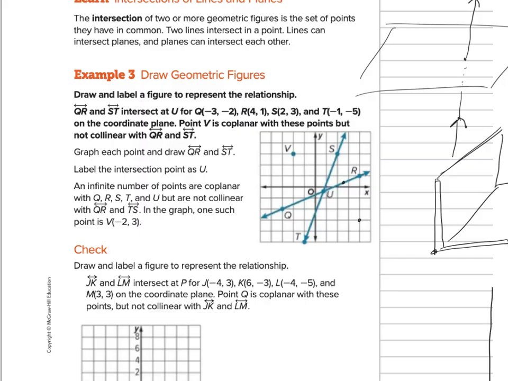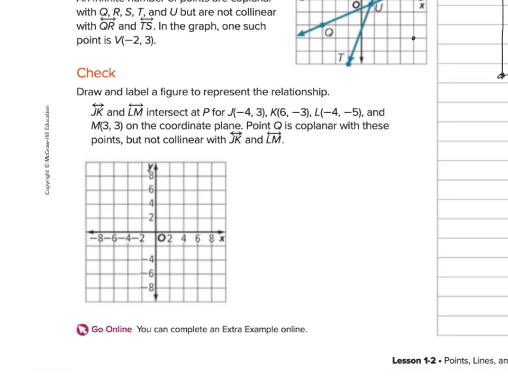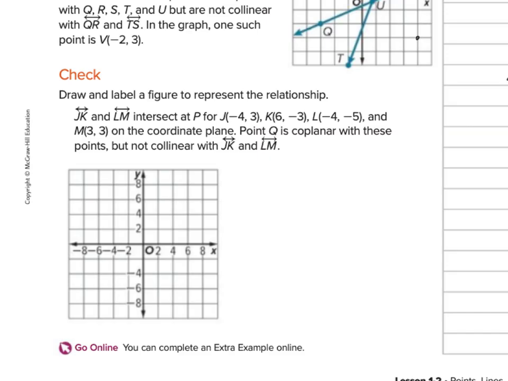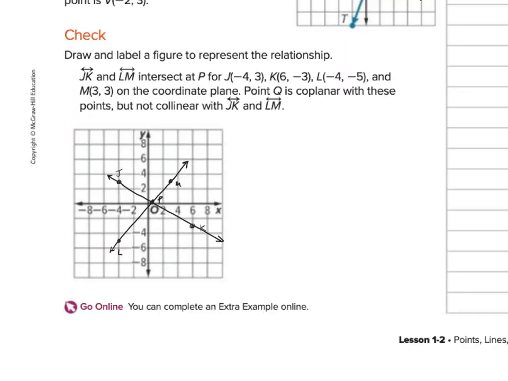So looking at this next example, I'm going to fill it in real quick, but it says draw and label a figure to represent the relationship. Okay, so in doing that, it says line JK and line LM intersect at point P.